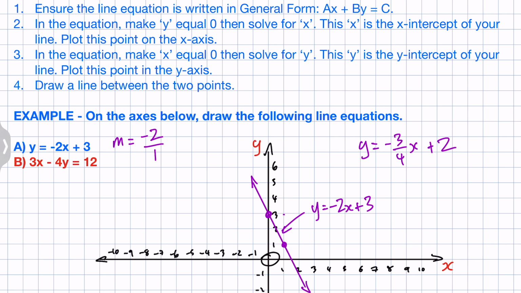So how do you draw a line in general form in the equation? Make y equals 0, and then you find whatever x is. That's going to be the x-intercept of your line. So you put a dot on the x-axis there. One dot is not going to allow you to draw a line. So if you made y equals 0 before, you're going to make x equals 0 now. Solve for y. This y is the y-intercept of your line. You plot this point, and draw a line between the 2 points.